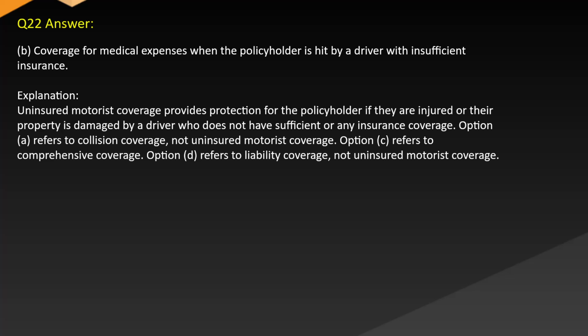Answer: B. Coverage for medical expenses when the policyholder is hit by a driver with insufficient insurance. Explanation: uninsured motorist coverage provides protection for the policyholder if they are injured or their property is damaged by a driver who does not have sufficient or any insurance coverage. Option A refers to collision coverage, not uninsured motorist coverage. Option C refers to comprehensive coverage. Option D refers to liability coverage, not uninsured motorist coverage.